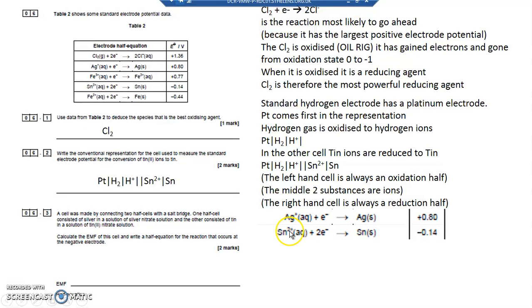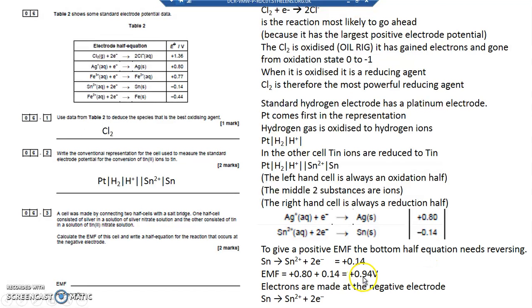We're going to have a redox. One's got to be reduction, one's got to be oxidation. So which one are we going to reverse? We reverse the equation, and when we reverse the equation, we reverse the sign. We need to do this so that when we add these 2 values together, it gives a positive value. So the bottom one is the one to be reversed, from Sn2+ plus 2 electrons making Sn, to Sn making Sn2+ and 2 electrons. That value will be plus 0.14, and when I add the 2 together, it will be plus 0.94.